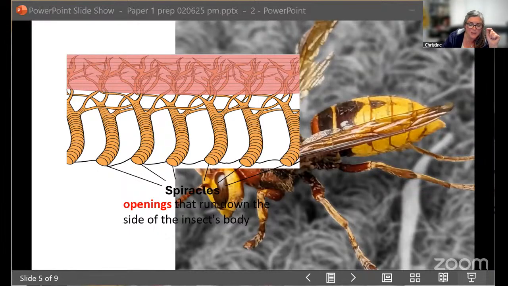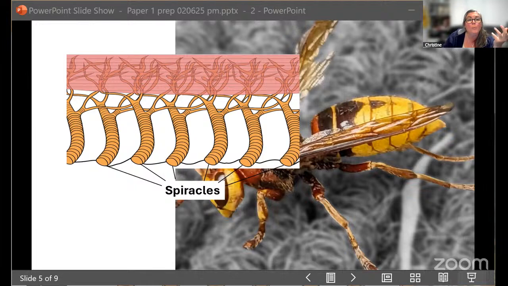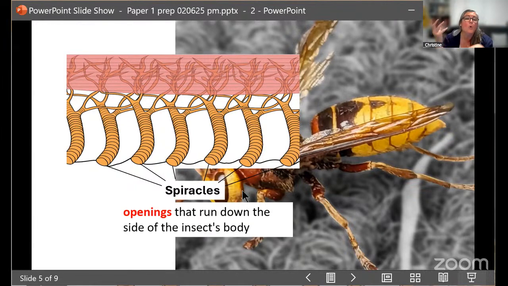They will expect you to be able to label the spiracles, and they will expect you to label the fact that these are openings. So do you know the difference? This is an interesting one. Do you know the difference between the spiracles, the openings in an insect, compared to openings, for example, in a leaf? Could you describe?